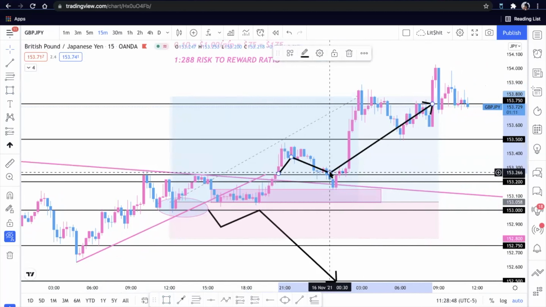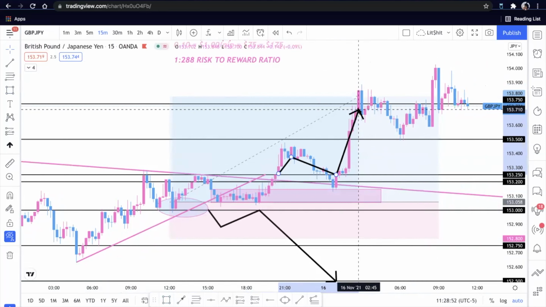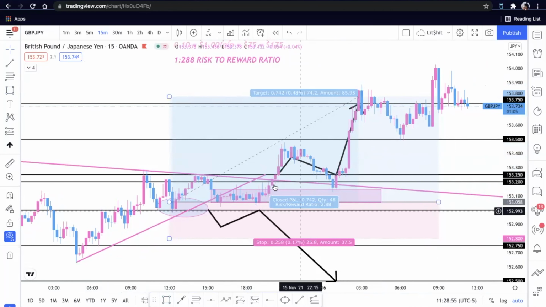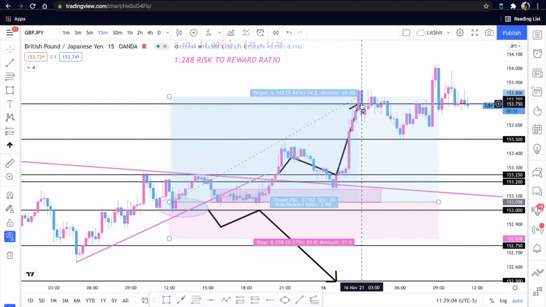So let me line it up perfectly so you can see. Okay, so I wanted to see price break above this 250 level, come back, give us a retest, and then shoot up to this 750 or 800 level. And as you can see, that is exactly what happened.